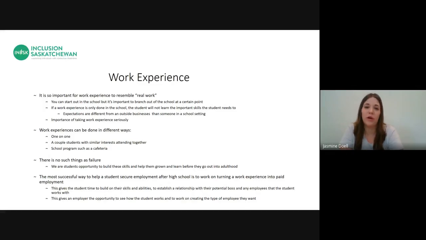This also gives the employer the opportunity to see how the student works and to work on training the individual so they can become the type of employee the employer is looking to hire. So, how to turn work experience into paid employment.